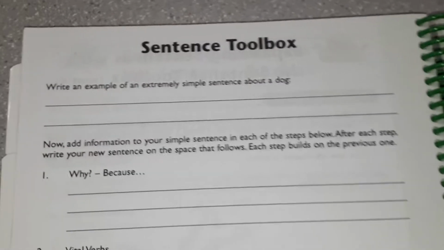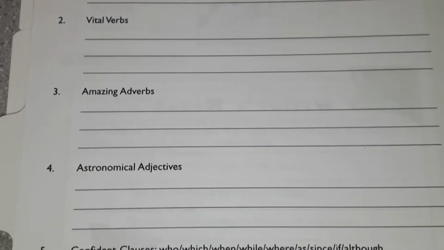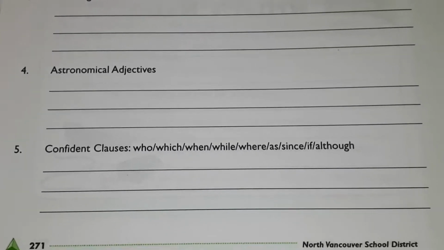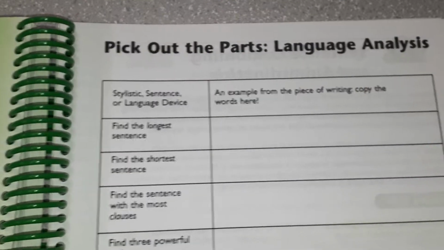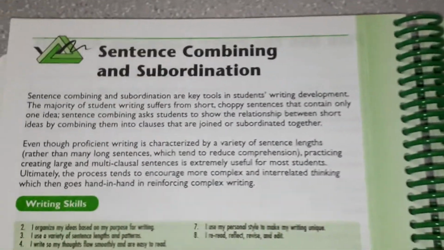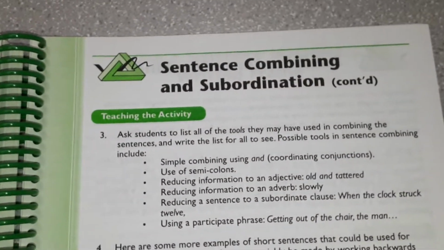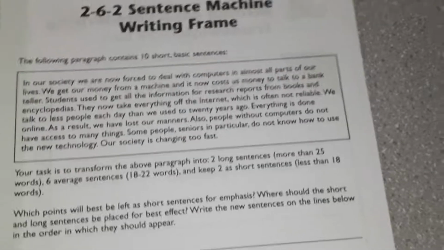Sentence toolbox. Why? Because vital verbs, amazing adverbs, astronomical adjectives, confident clauses in the sentence toolbox. Pick up parts of language, pick out the parts of language analysis. Sentence combining and subordination. What a big word. Sentence combining and subordination continued.